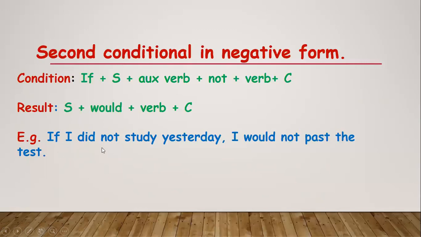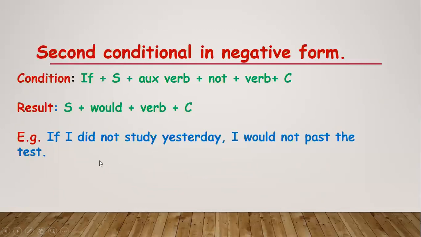Entonces sería, if I didn't study yesterday, si yo no hubiera estudiado ayer, I wouldn't pass the test. No hubiese pasado o no hubiera pasado el examen, sí, o la prueba. ¿Sí ven? Entonces es lo mismo, simplemente es una frase en pasado simple acompañada de la palabra if, cuando voy a hacer la negación. Y en la segunda parte, que es el resultado, sería igual que en la vez anterior.